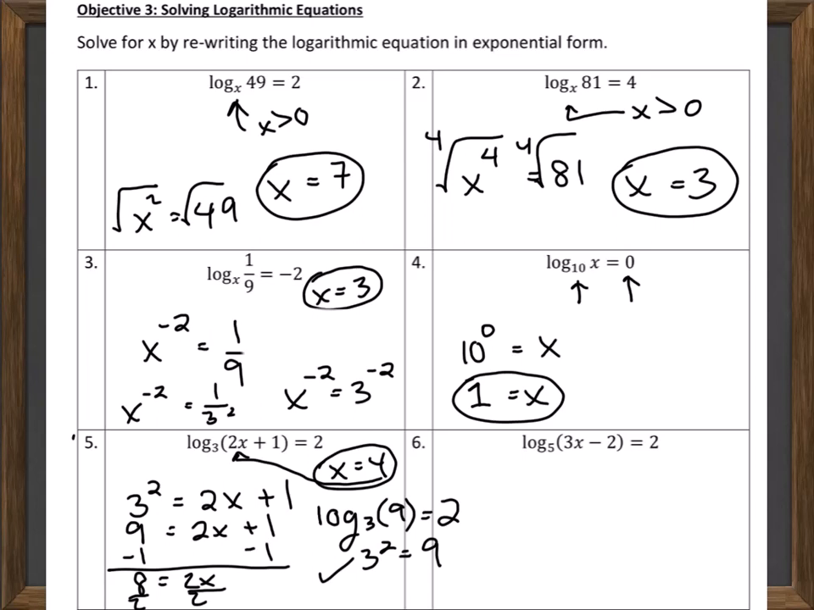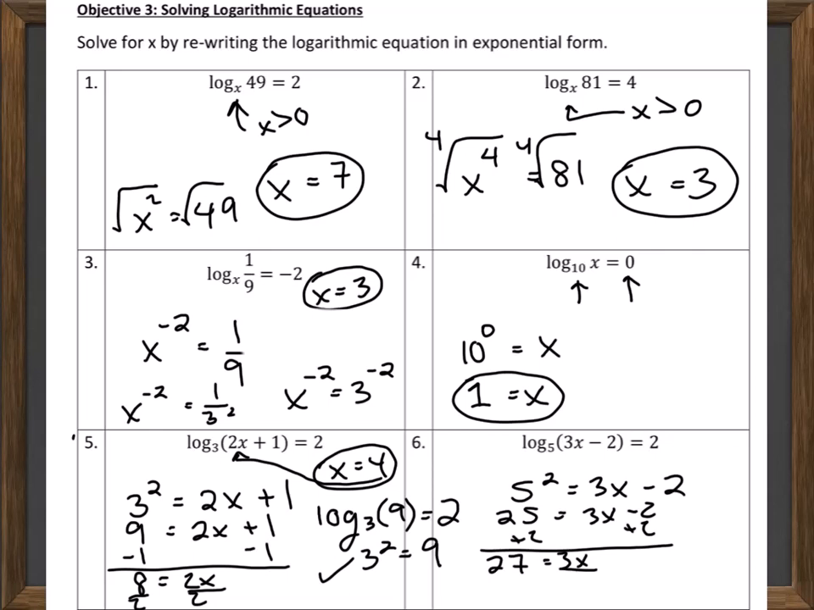All right, let's do one more. We have 5 squared equals 3x minus 2. So we have 25 is 3x minus 2. We can add 2 to both sides of our equation. We get 27 is equal to 3x, oopsies, divided by 3, and we get x is equal to 9.